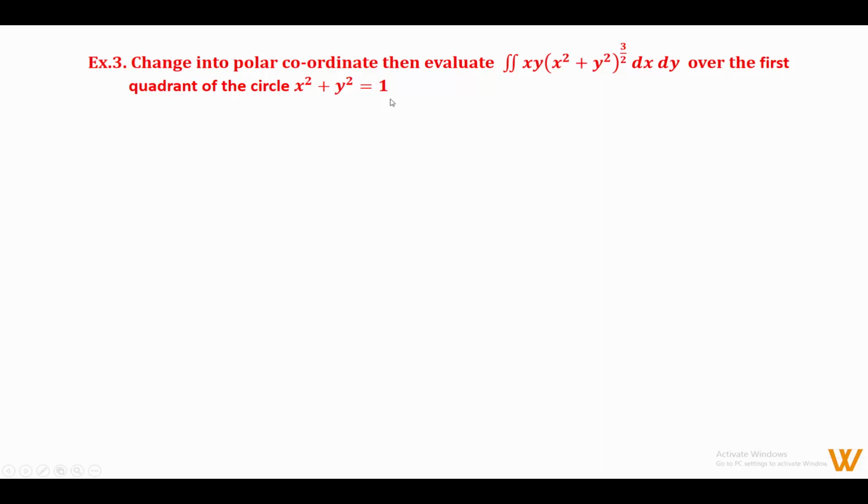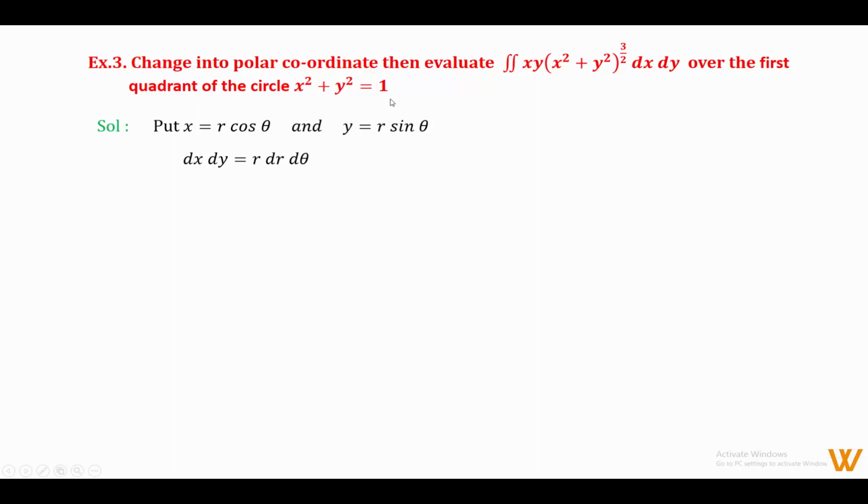So there are 3 steps. Step number 1: first put the values of x and y in terms of r and θ. So put x = r cos θ and y = r sin θ. Step number 2: write down dx dy in terms of dr dθ. Therefore dx dy equals r dr dθ.